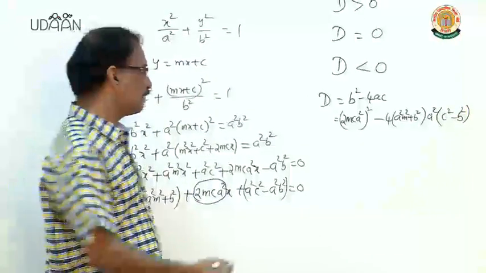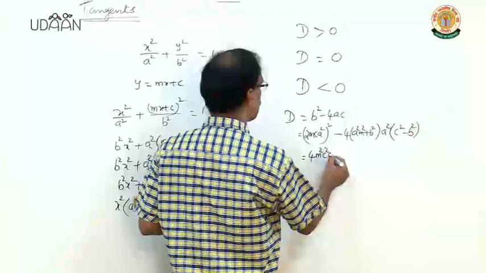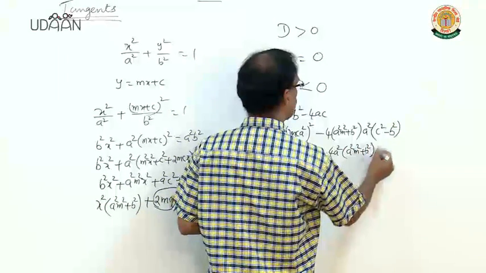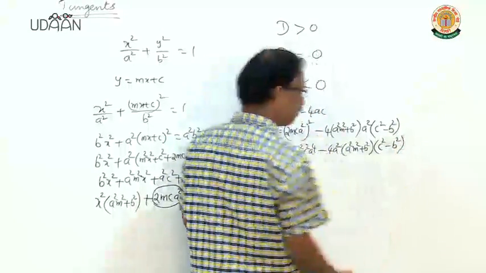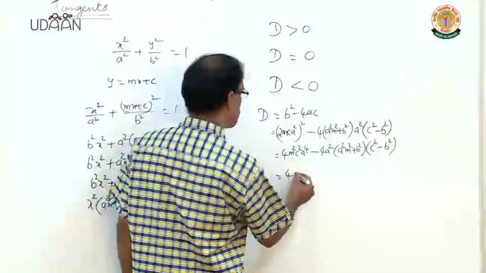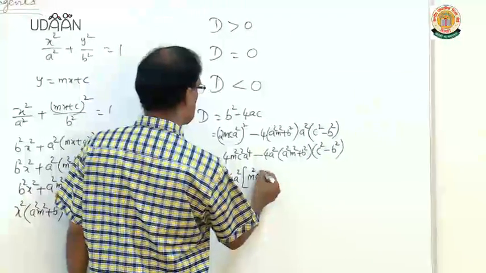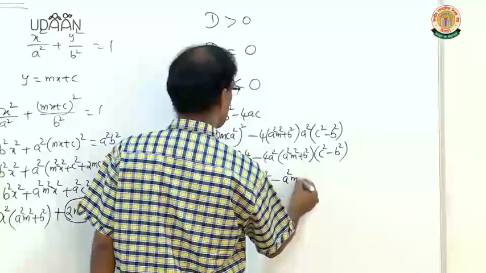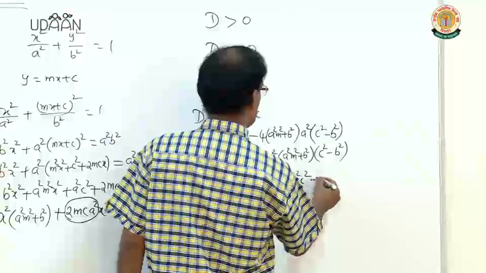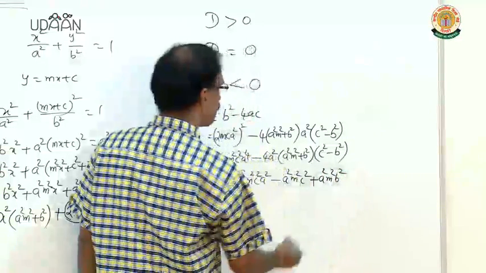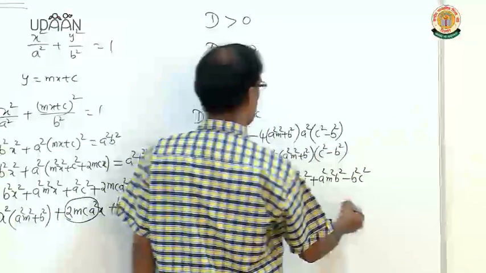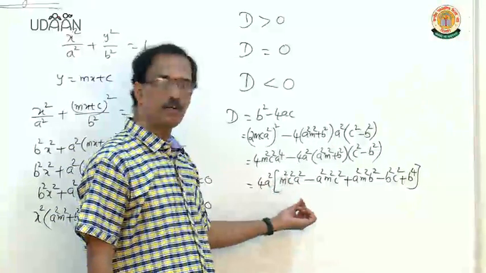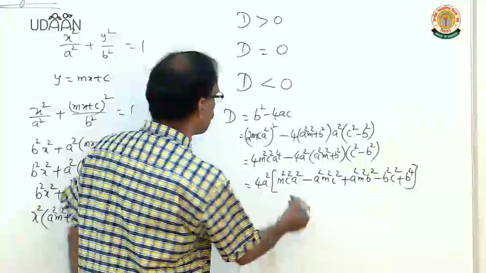This we get D. So still we can simplify: 4m square c square a power 4 minus 4a square into (a square m square plus b square) into (c square minus b square). This we get. Now from this 4a square is out. So now m square c square a square minus 4a square is out. Now if you multiply, a square m square c square, then minus minus plus a square m square b square minus b square c square, then minus minus plus b power 4. This we get. So now we get 4a square into (m square c square a square minus a square m square c square). So now these two look the same.